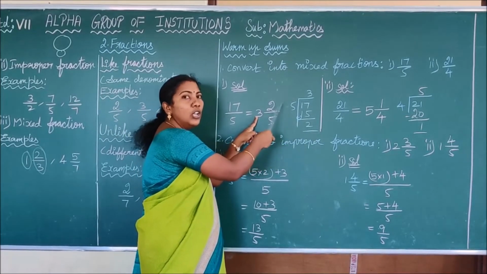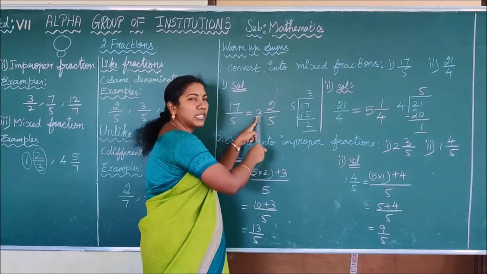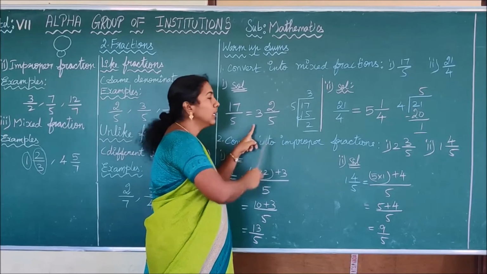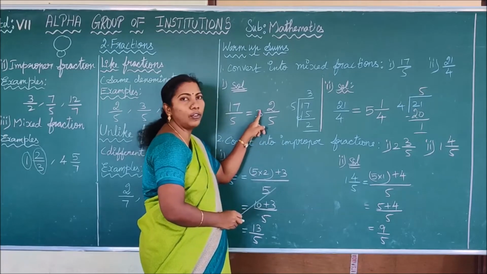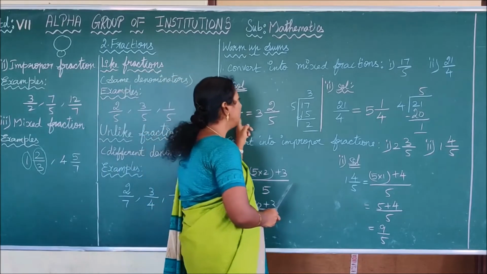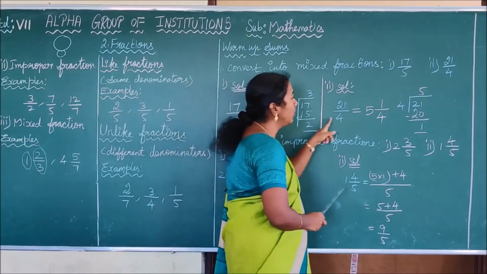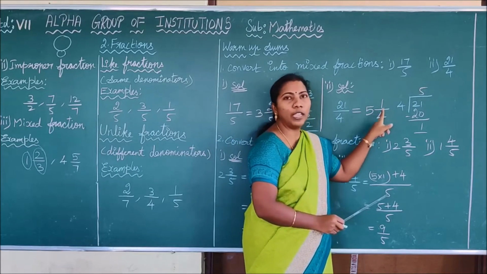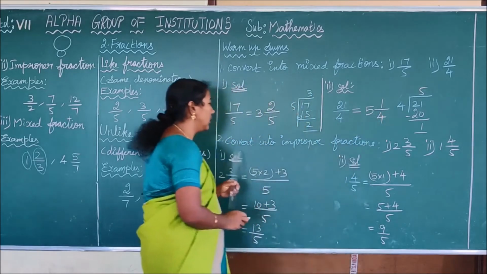Remainder comes in the numerator, quotient comes at the side. So 17 by 5 is equal to 3 2 by 5. See here, 5 3s are 15, 15 plus 2 is 17. Thus we get the numerator. That's all for the conversion of improper to mixed. Similarly here also, 21 by 4 is converted into 5 1 by 4. It's clear, children. See the next one.